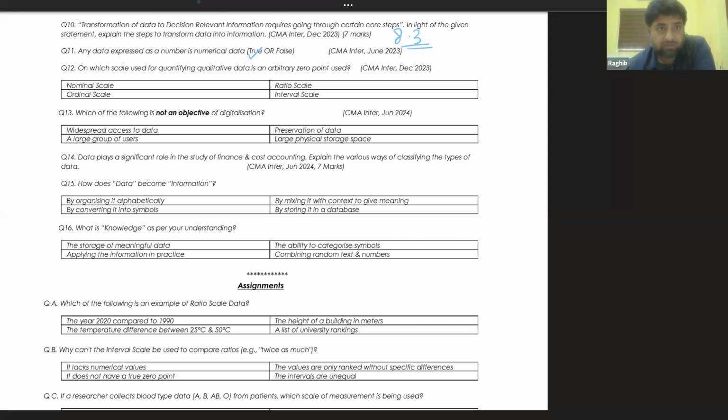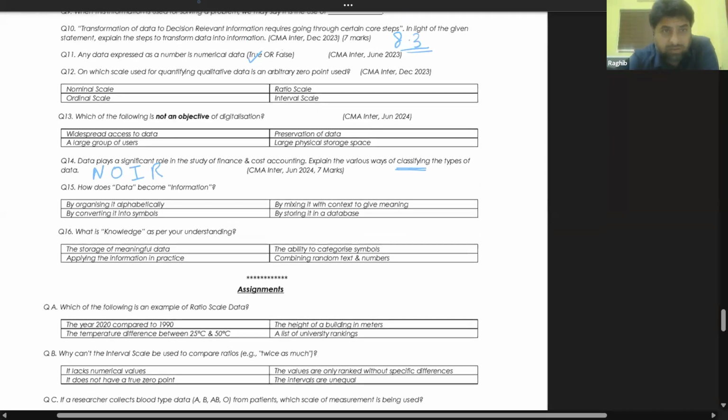Coming down to question number 14, data plays a role in the study of finance. Explain various ways of classifying the types of data. Here instead of MCQ they have asked it as descriptive. So nominal, ordinal, interval, ratio, all this you will have to write down. It was asked for 7 marks. Now, these were all the points.